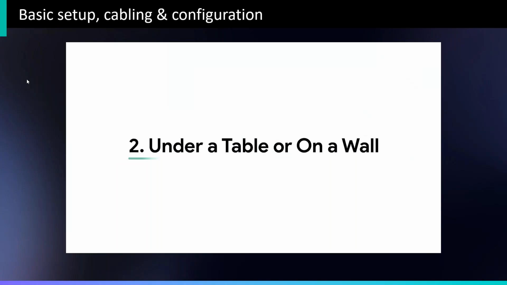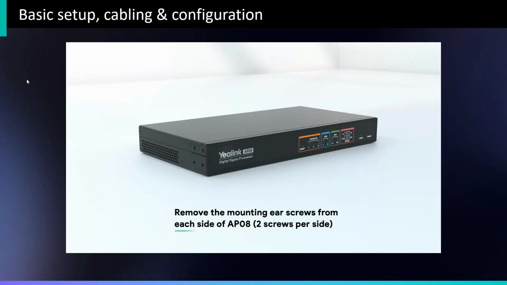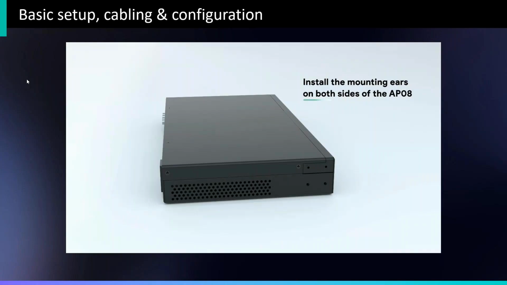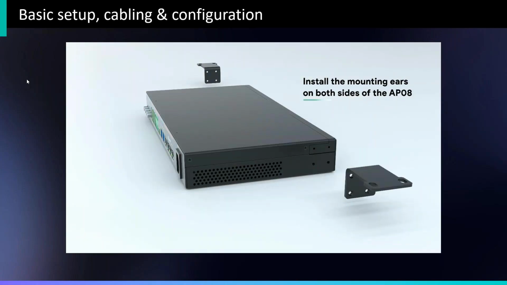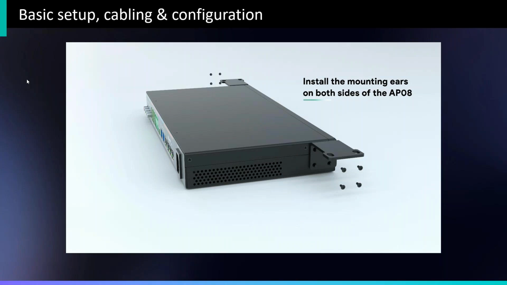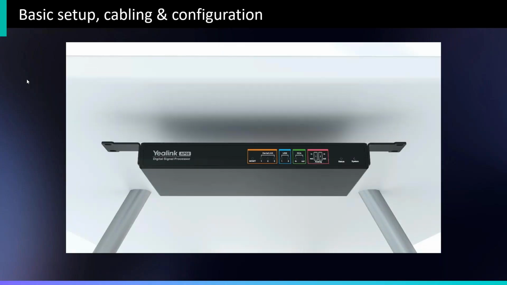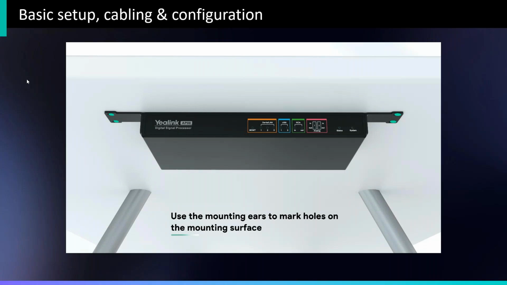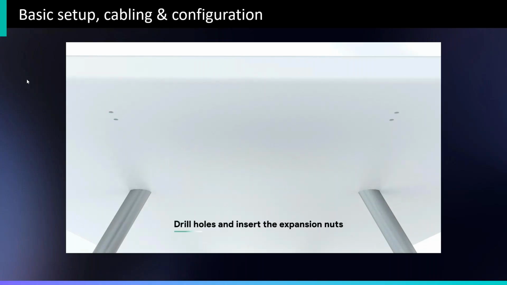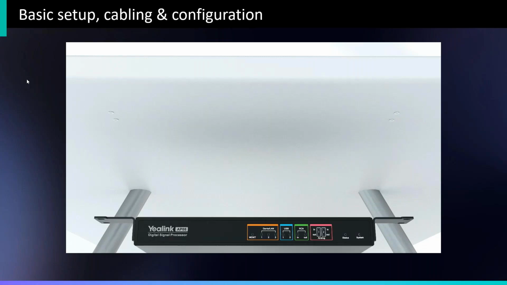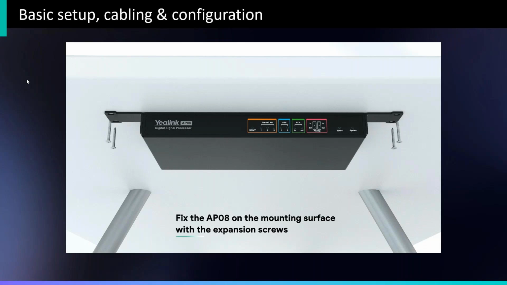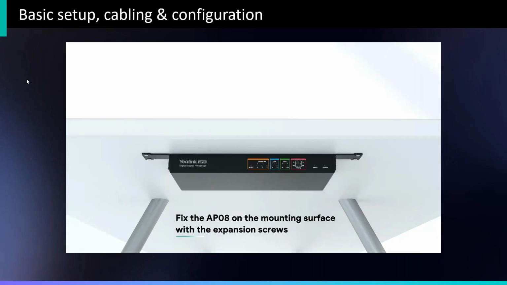Under a table or on a wall, remove the mounting ear screws from each side of AP08. Install the mounting ears on both sides of the AP08. Use the mounting ears to mark holes on the mounting surface. Drill holes and insert the expansion nuts. Fix the AP08 on the mounting surface with the expansion screws.